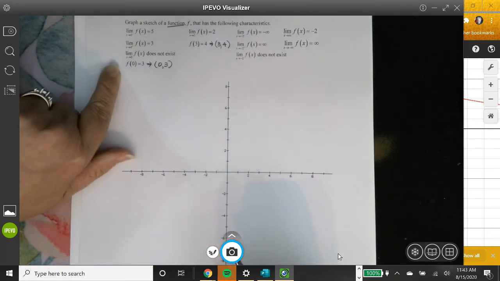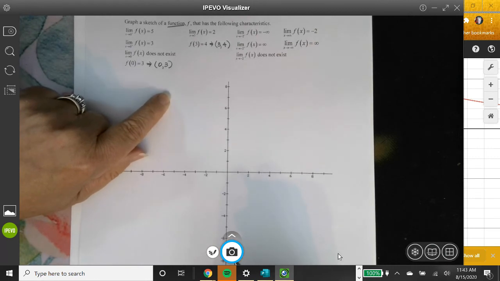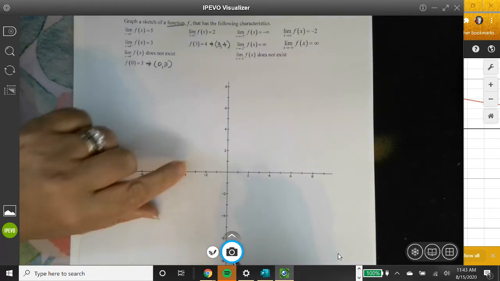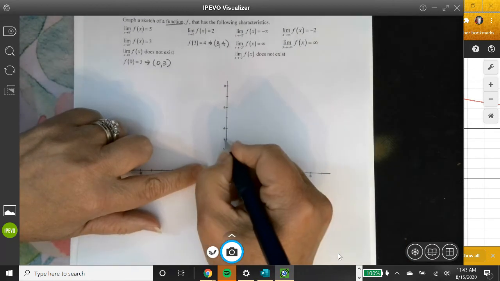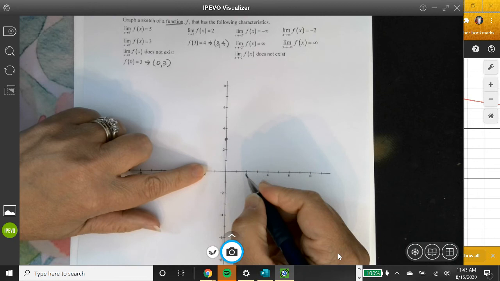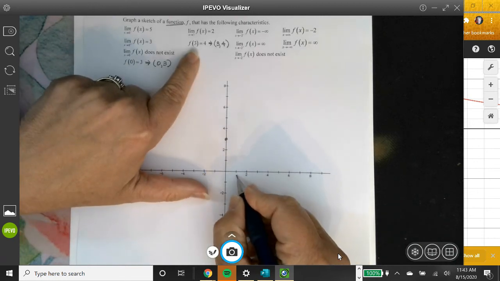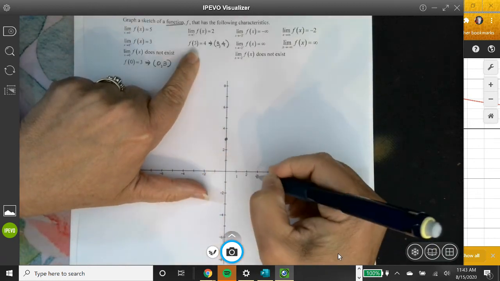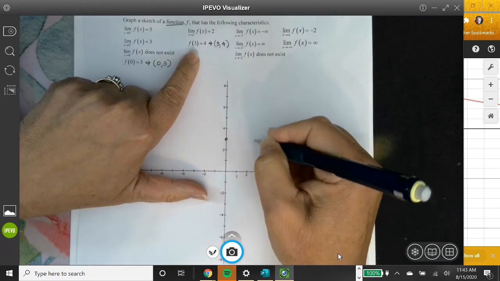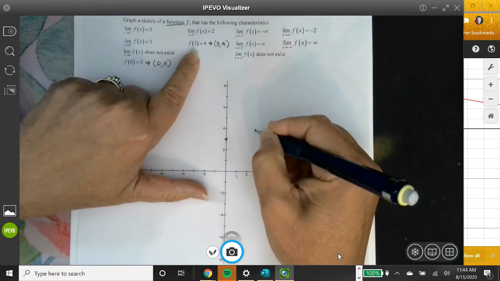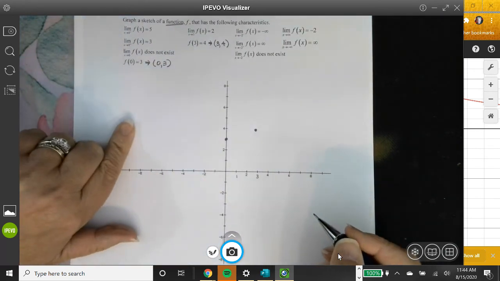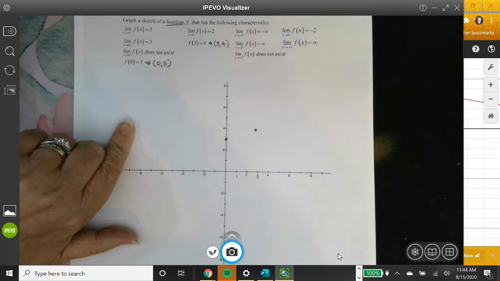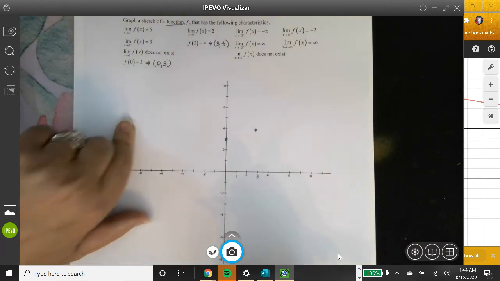So what I like to do is put my points that I'm given on the graph first, because those are the easiest things to do. Okay, so (0, 3) is on my graph, and (3, 4). So I'm going to put a 1, 2, 3 here. (3, 4) is on the graph. Okay, and they're solid because they are defined. All right, the next thing I do is I look at the infinities. That means as x goes to infinity or negative infinity.